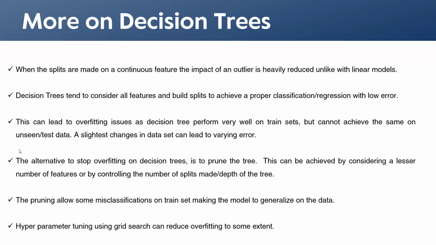The way we control this overfitting is by pruning the tree. Keep control on how much depth the tree can grow or how wide the tree can go. These are the two things. This will help us reduce overfitting in decision trees. I have given the material here. If you want, you can read it at a later point.